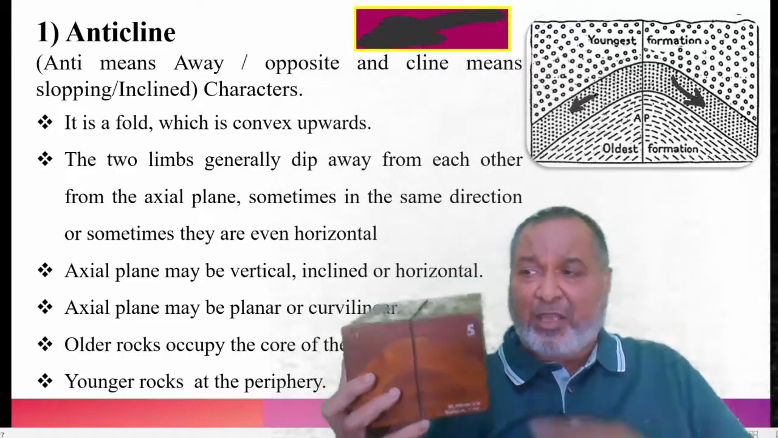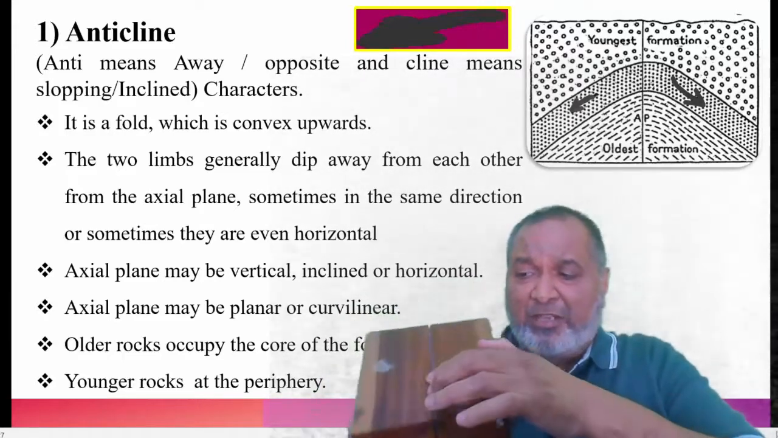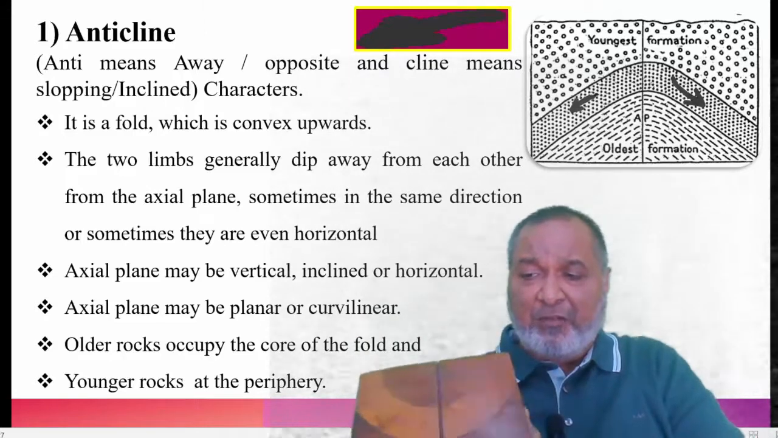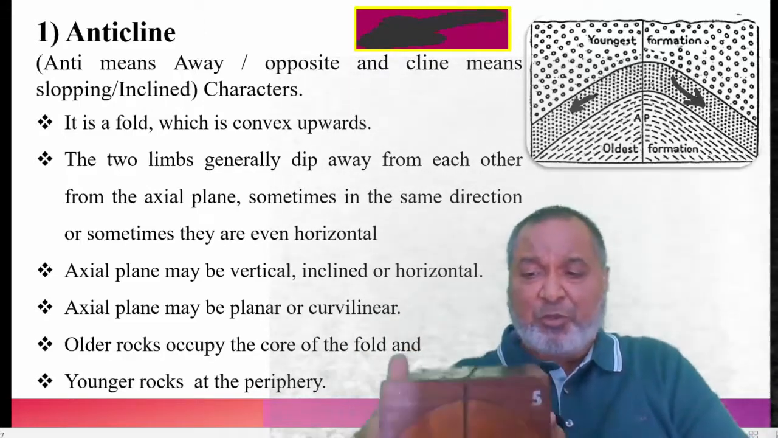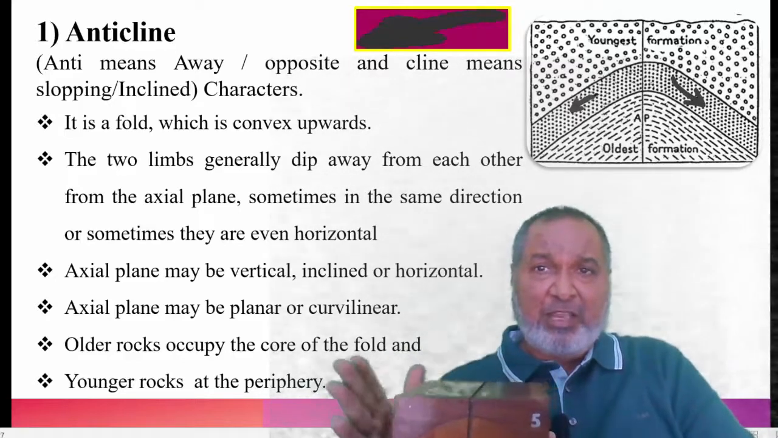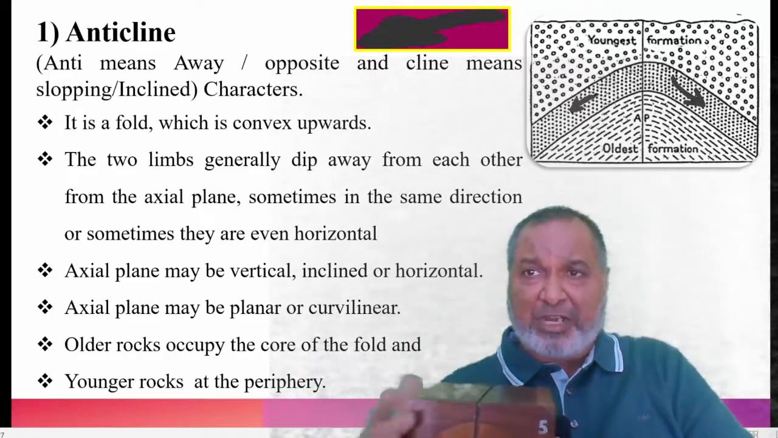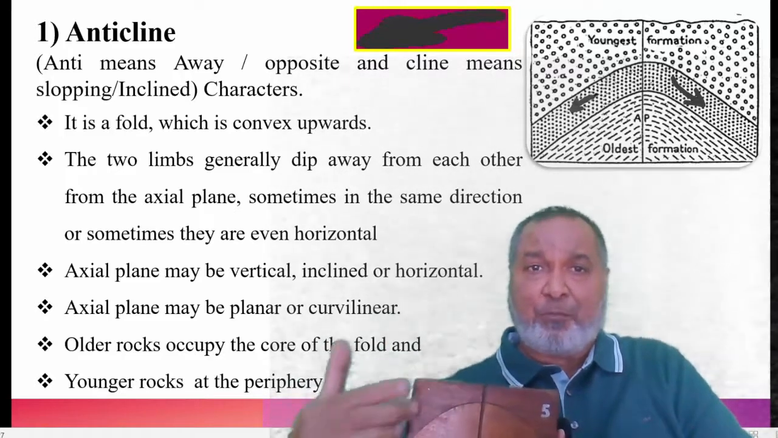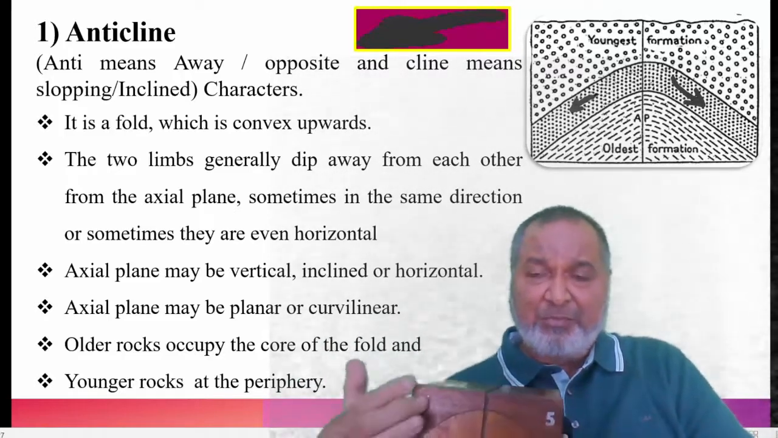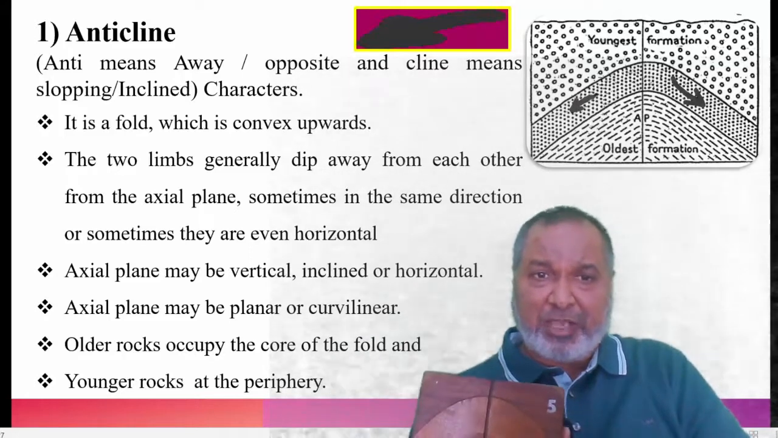Limbs are dipping away. If you make out this axial plane, you can see now the complete axial plane. So this is what we have, the fold. The limbs are dipping in the opposite direction. It is upward arching, or it is called convex upward. The limbs are dipping in the opposite direction from the axial plane.